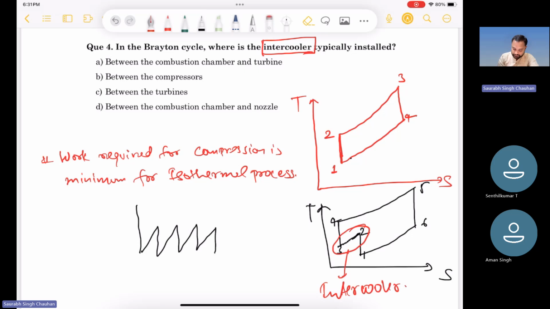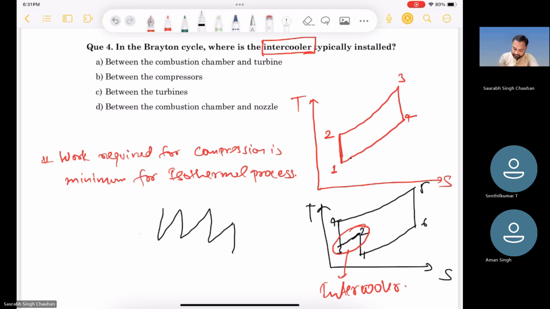Then it will be more close to an isothermal process. So this whole temperature looks like it is oscillating about some constant temperature. So just to summarize, if you are using more than one compression stage, then you are basically moving close towards the isothermal compression, and the work required for compression in the isothermal case is minimum.